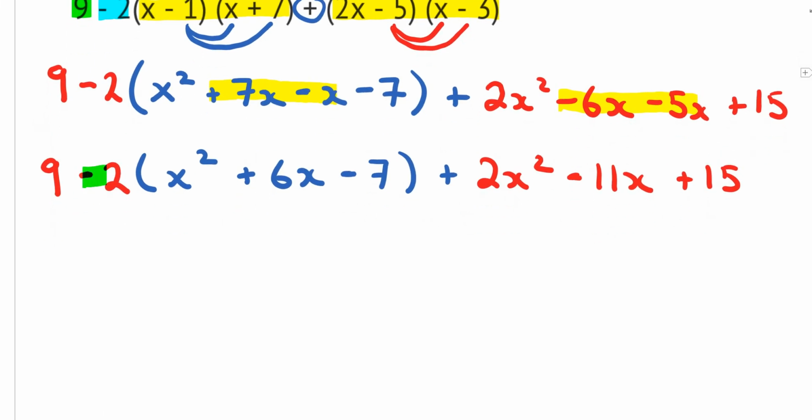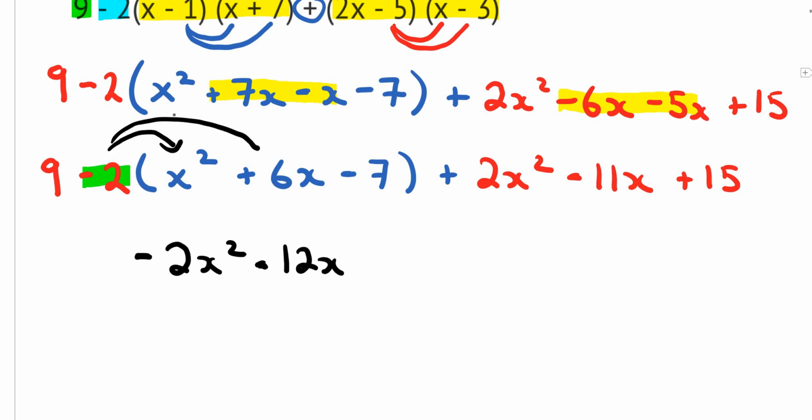Let's highlight the negative 2 here. And now this negative 2 will distribute into the brackets here. So that will give me negative 2x squared. Negative 2 times positive 6x will be negative 12x. And then negative 2 times negative 7 will be positive 14. Okay, and then we can just add on the rest here.